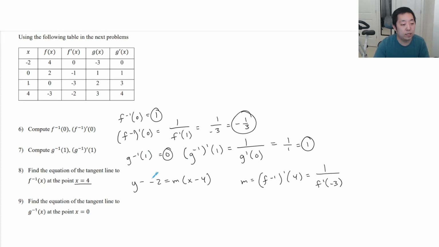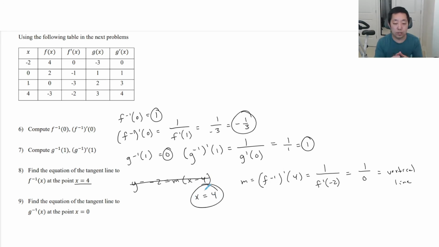Oh, yeah, this point I messed up. The point is not, when y is 4, no, you see, I messed up here. When y is 4, it should be negative 2 there. Sorry, this is where I messed up. Inverse derivative, or derivative at negative 2, so it's 1 over f prime at negative 2, which is 0. 1 over 0, this is a vertical line because the slope is undefined. So we actually don't use this. We just say x equals 4 in that case. Because when you have a 1 over 0, it means it's a vertical slope, like a vertical tangent line.